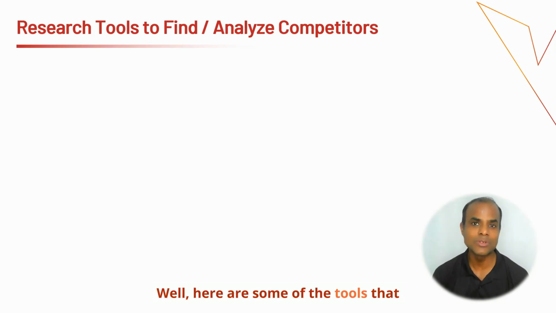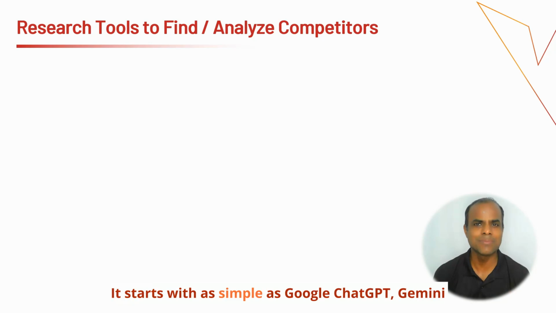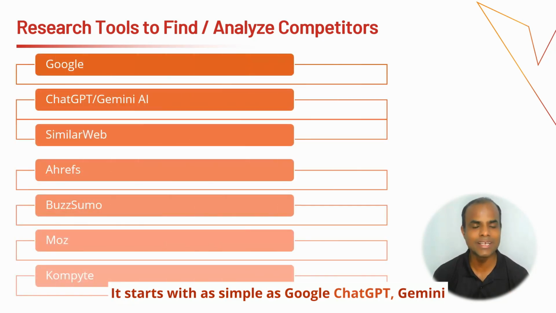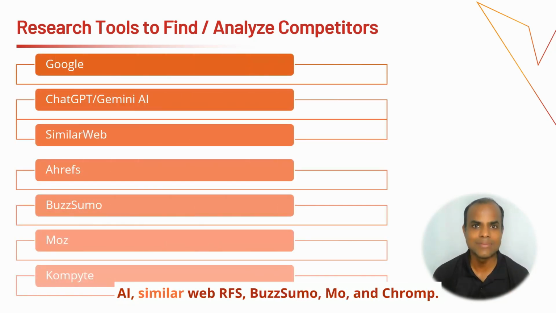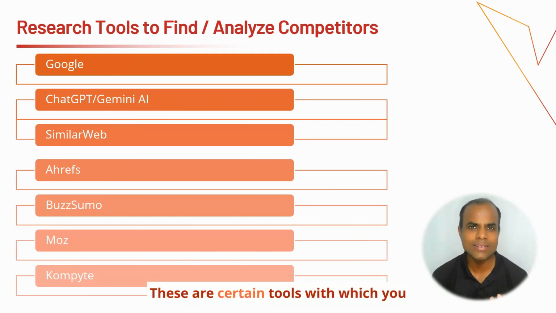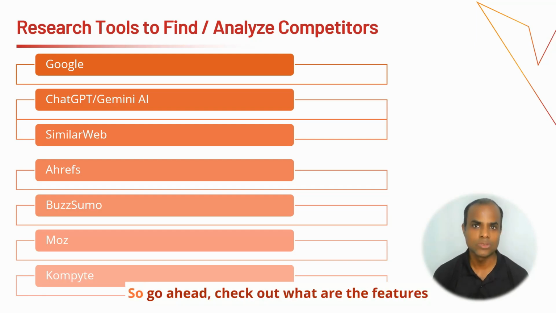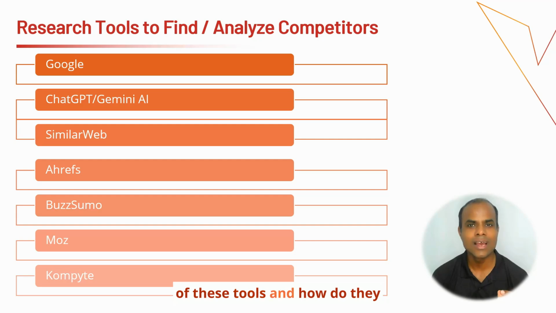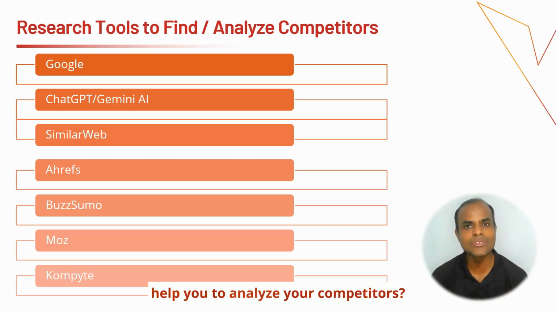Well, here are some of the tools that you can use to analyze your competitors. It starts with as simple as Google, ChatGPT, Gemini AI, SimilarWeb, Ahrefs, BuzzSumo, Moz, and Chrome. These are certain tools with which you can start analyzing your competitor. So go ahead, check out what are the features of these tools and how do they help you to analyze your competitors.